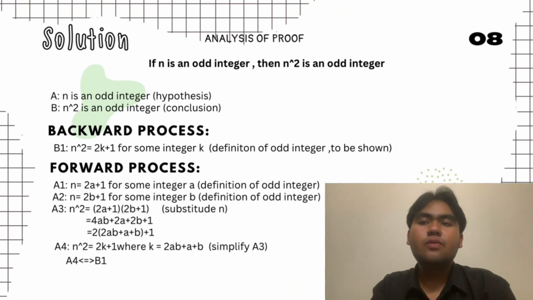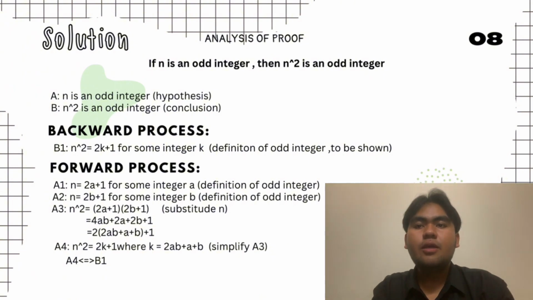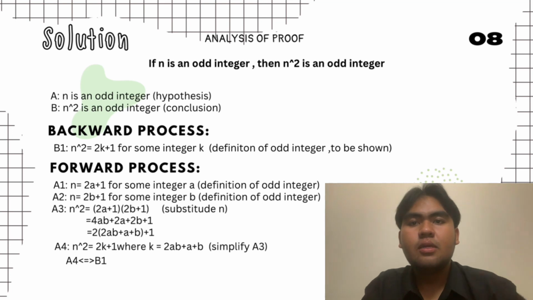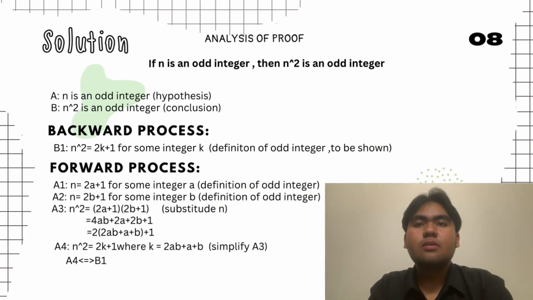So we get 4ab plus 2a plus 2b plus 1. We need to factor out, then we get 2 times 2ab plus a plus b, plus 1. For A4, we need to simplify A3. n squared equals 2k plus 1, where k equals 2ab plus a plus b. So the statement A4 is equivalent to B1.